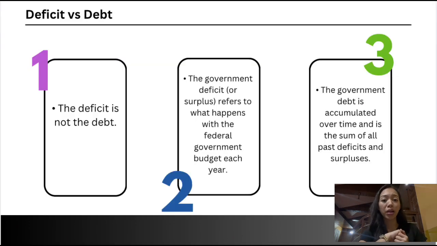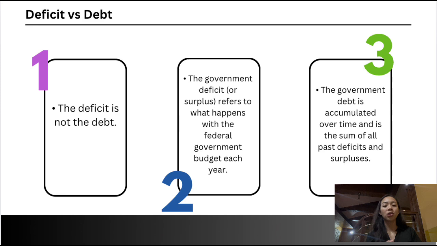So now let's talk about the deficit versus the debt. Let's understand the difference. Many people confuse deficit and debt, but they are not the same. While both are related to government finances, they measure different aspects of fiscal policy. A government deficit or surplus: a deficit occurs when the government spends more in a given year than it collects in taxes. A surplus happens when the government collects more taxes than it spends.